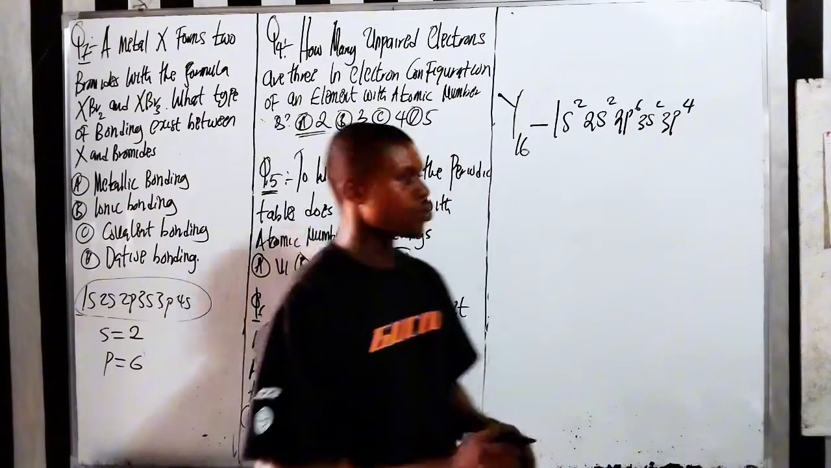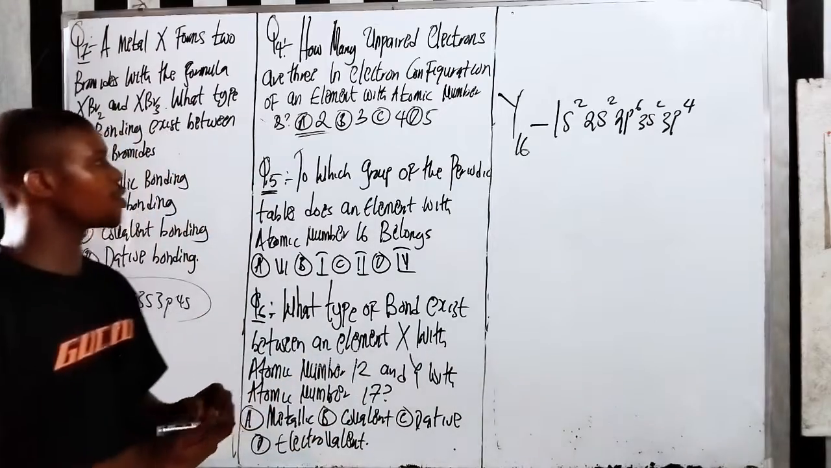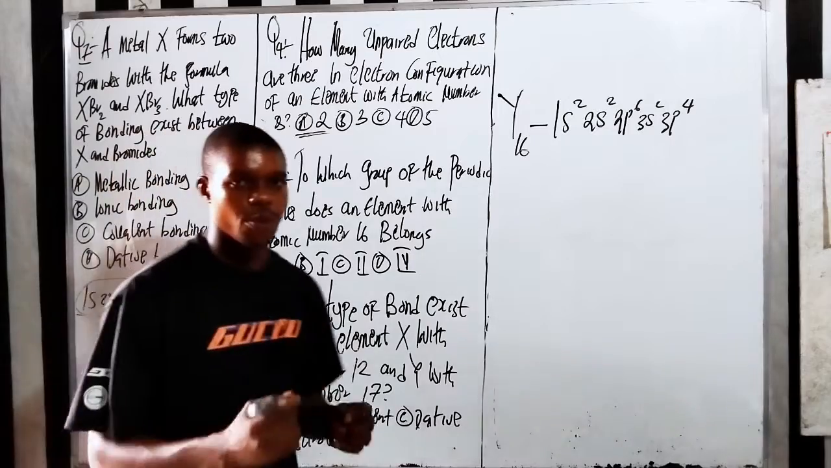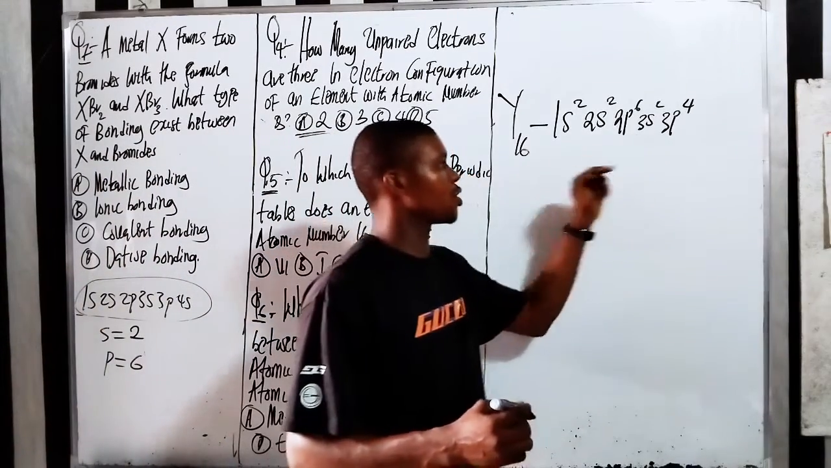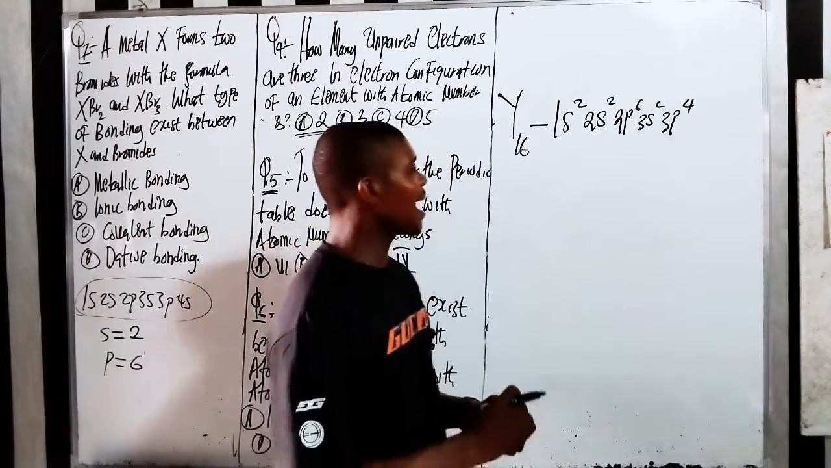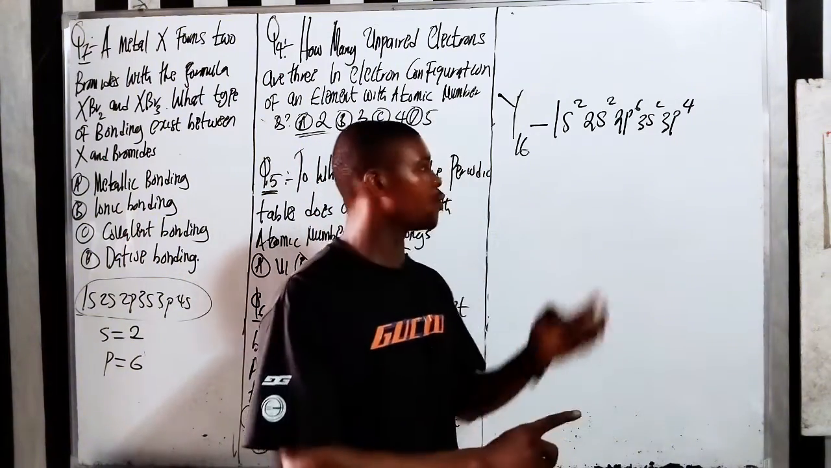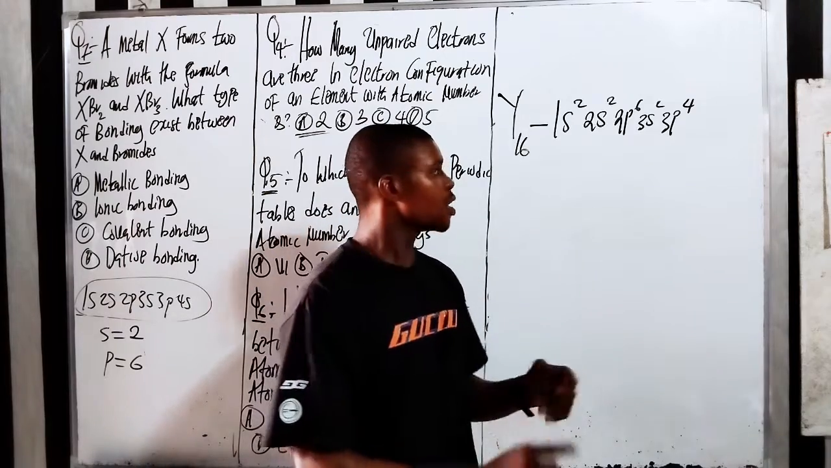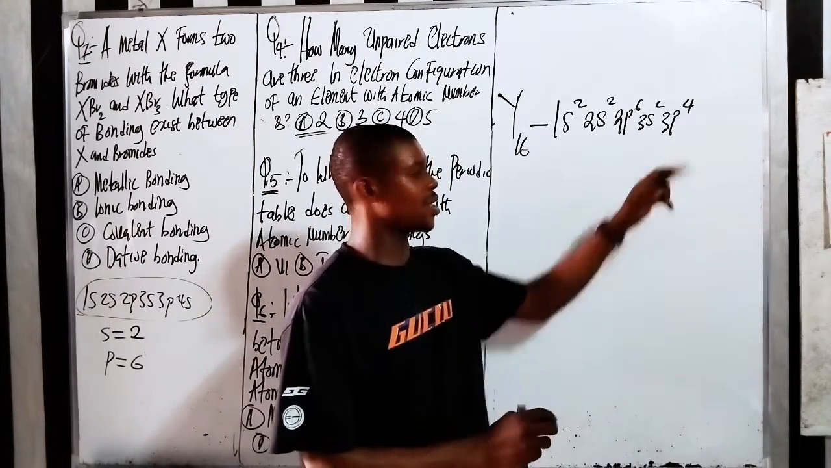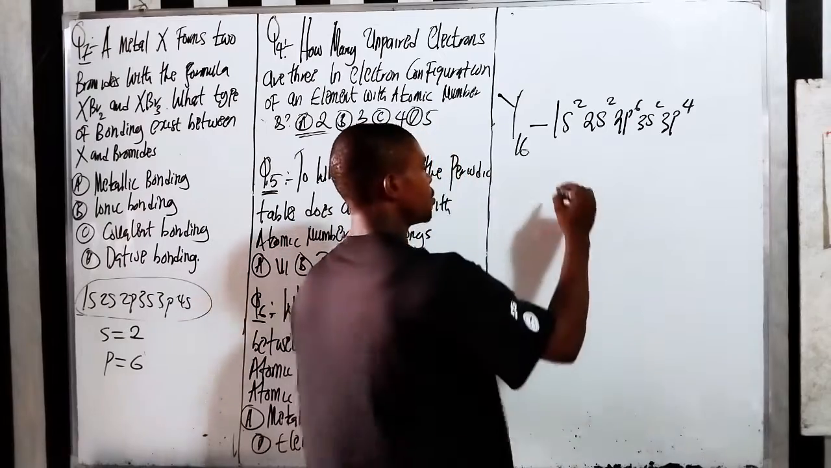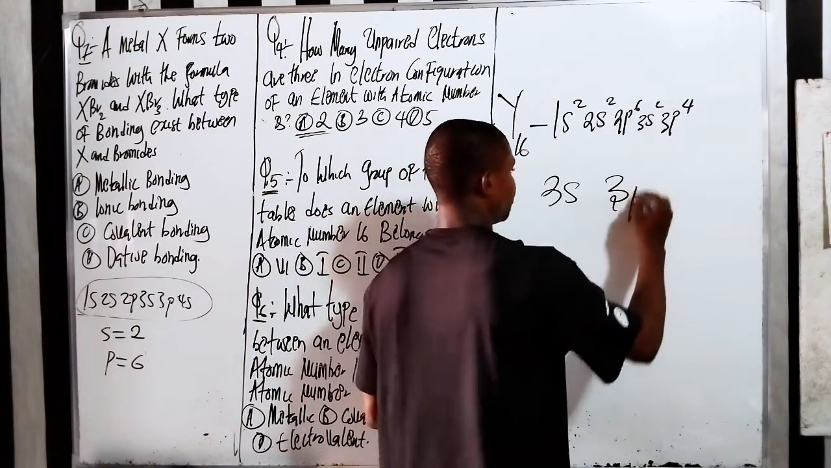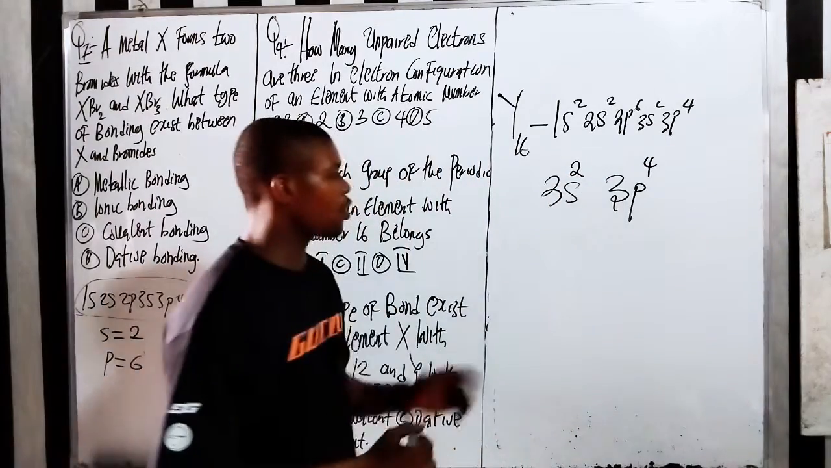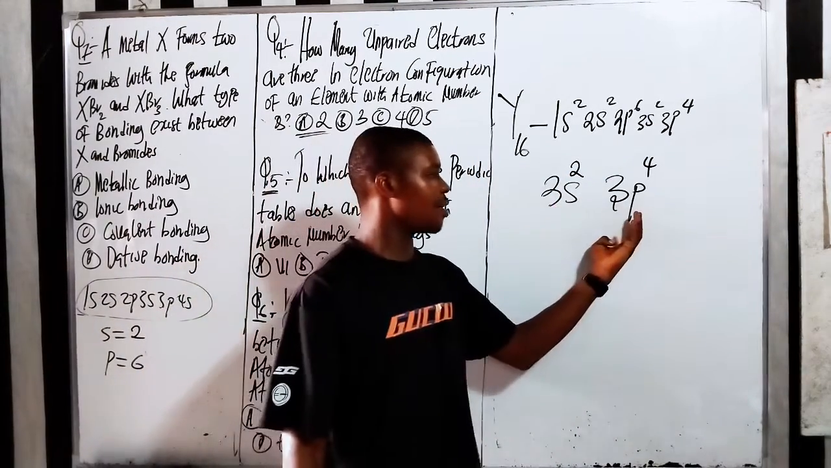16 here, right? So how do we know the group number? What is the highest energy level? My highest energy level is 3, because here we have the first energy level, which is 1, the second energy level, which is 2, and the third energy level, which is 3. So at 3, I have 3s and 3p. Now how many electrons do we have here? We have 2 electrons in 3s and 4 electrons in 3p.